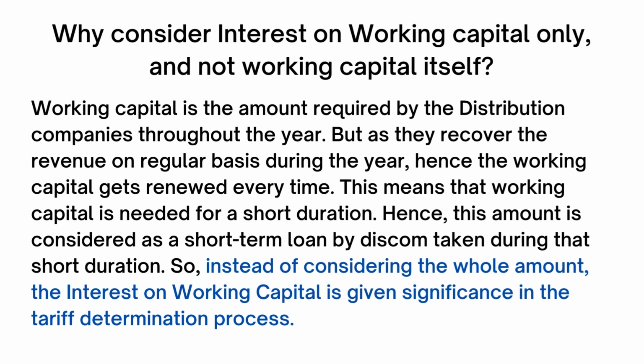Moving forward, we will try to understand why just interest on working capital is considered. Working capital is the amount required by the distribution companies throughout the year. But as they recover the revenue on a regular basis during the year, the working capital gets renewed every time. This means that working capital is needed for a short duration. Hence, this amount is considered as a short-term loan by distribution companies taken during that short duration. So, instead of considering the whole amount, the interest on working capital is given significance in the tariff determination process.